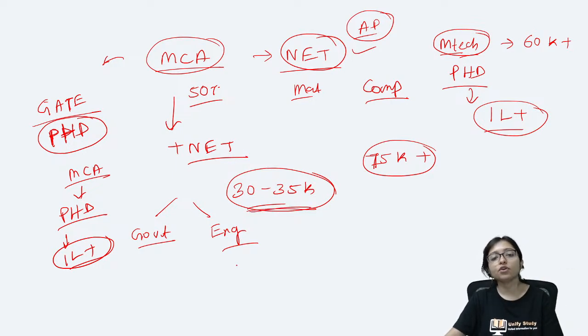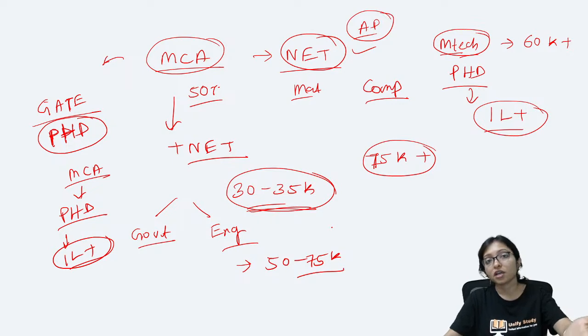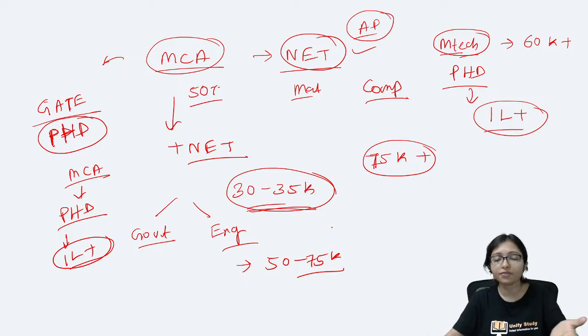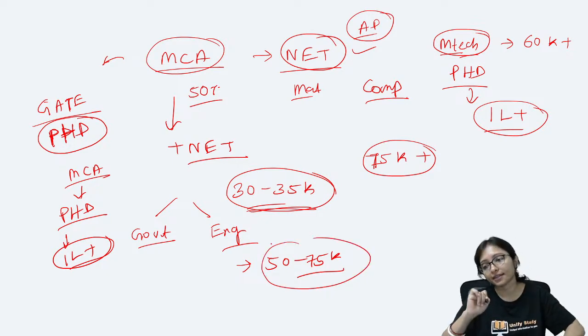Or otherwise, if you want to get more than 50 to 75k salary, then through the government recruitment, like PSC recruitment, assistant professor recruitment, again you have to apply for that, again you have to crack those exams, and according to the government recruitment, you can get this salary. Okay.